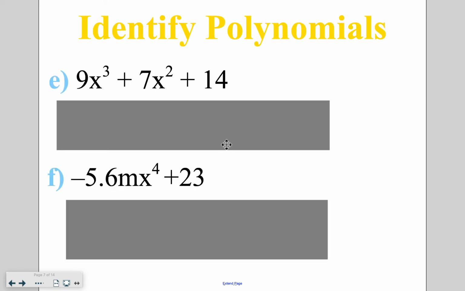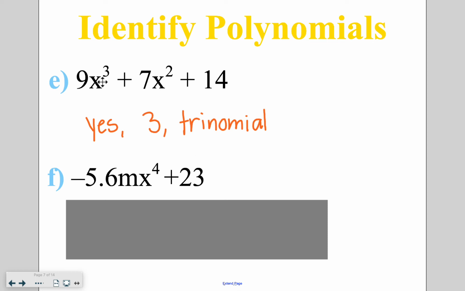Go ahead and try this first example on your own. So it is yes. We have a 3rd degree because our highest exponent is 3, and then a trinomial because there are 3 parts. Go ahead and try part F on your own.